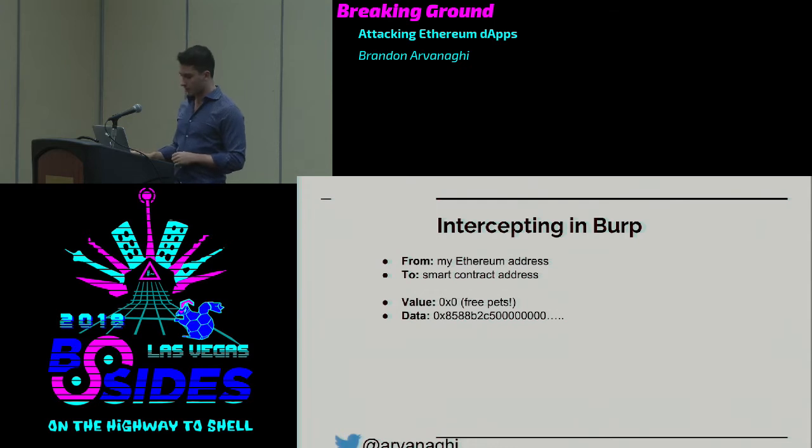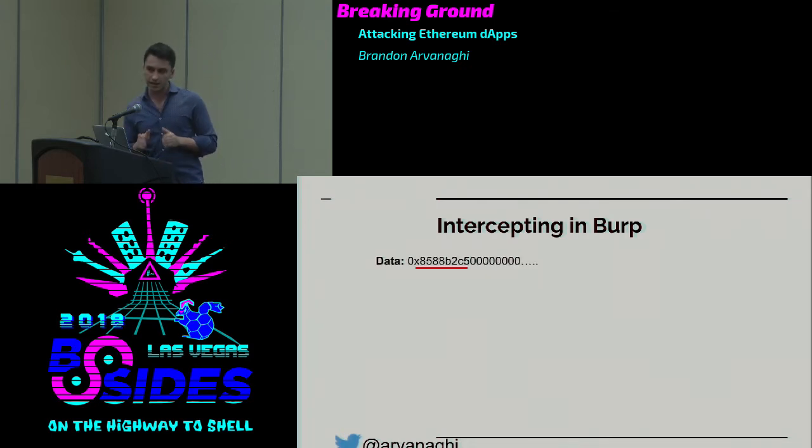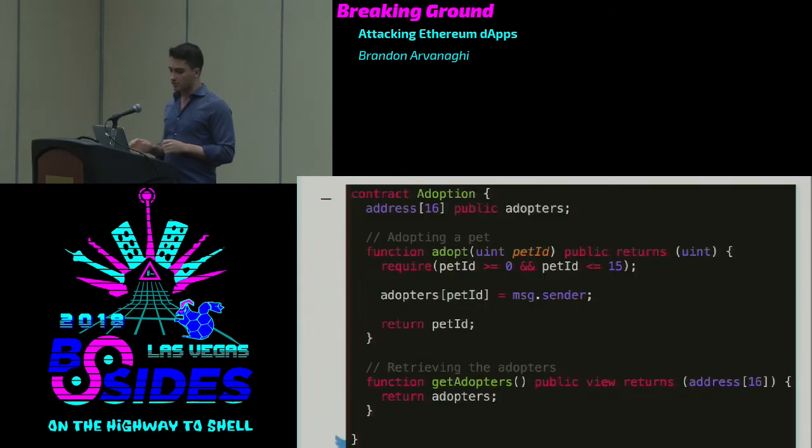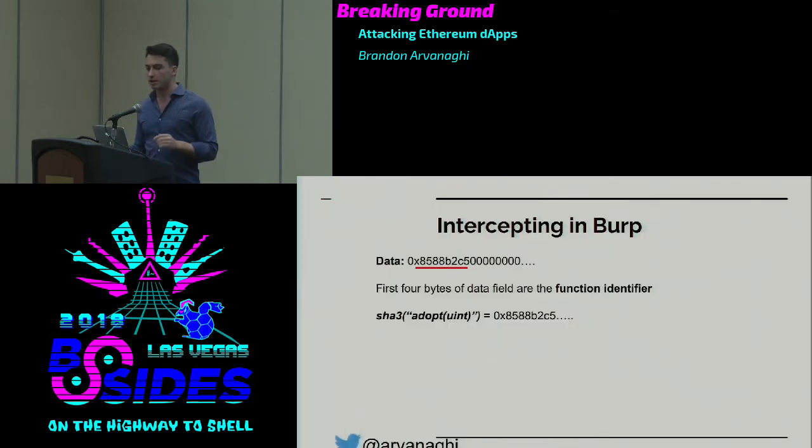Right? So let's break that down a little bit. Why was this the data we sent to that smart contract? It's because we called the function adopt, right? The first 4 bytes of data in the data field are the function identifier. So it's the hash of the function name and the kind of arguments that it accepts. And you can take the first 4 bytes of that hash. That is how you tell the smart contract what function you want to interact with. So that's what's taking place. The first 4 bytes of the data parameter that we provided is the function identifier of the adopt function.